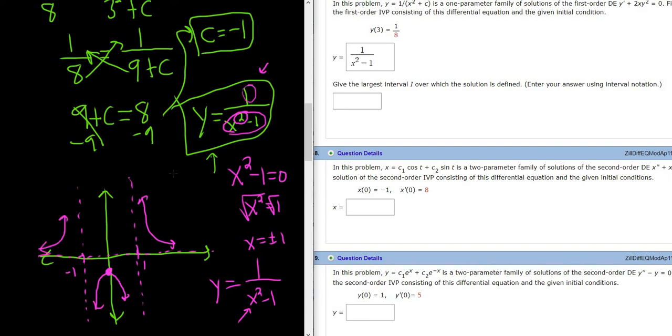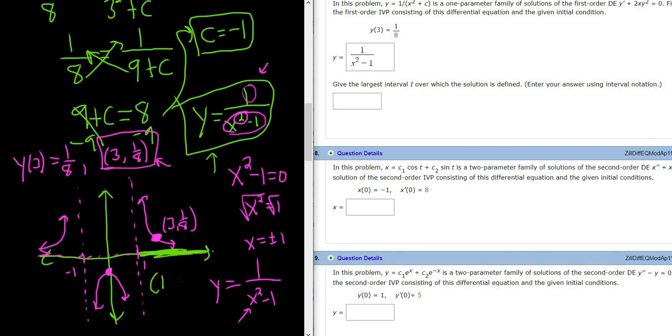So from this graph, we can get the answer to the interval. Here's how. Our condition was y of 3 equals 1/8. So that means that our point is 3, 1/8. You have to look at the graph and see where this is. So it's going to be here, right? Because if this is 1, this should be 3, 1/8. And so that tells you that the answer is right here. So it's this interval here. So it would be 1 to infinity.